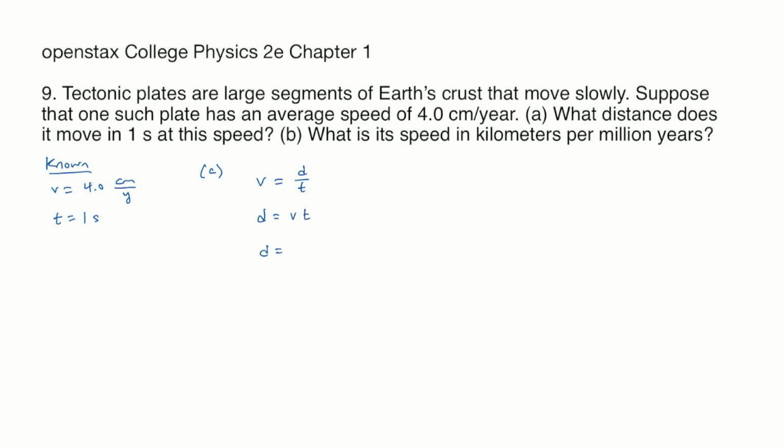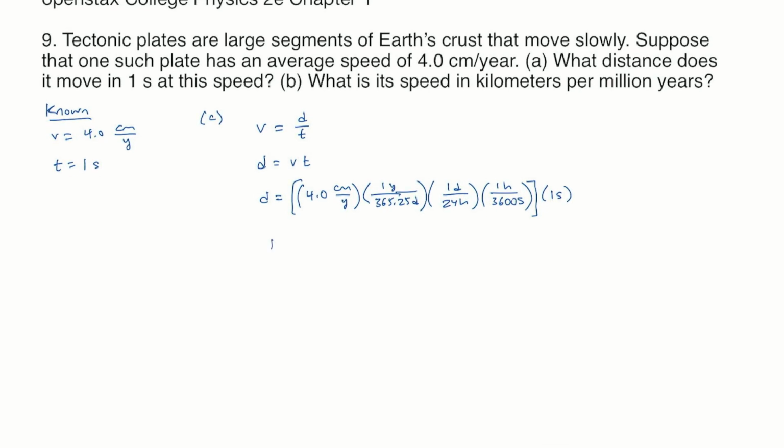Okay, so our distance is going to be 4.0 centimeters per year. Our time is in seconds, and we prefer time to be in seconds. And so we will need to convert the years to seconds. Okay, 1 year is 365.25 days. And then in 1 day, we have 24 hours. And in 1 hour, we have 3,600 seconds. So that's our velocity in centimeters per second. And we're going to multiply that by 1 second.